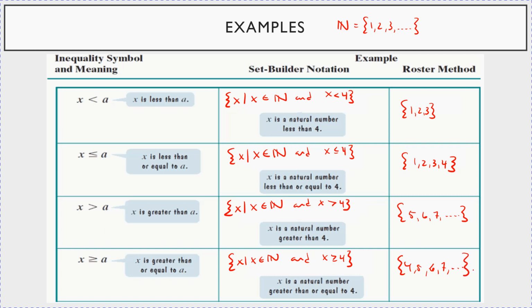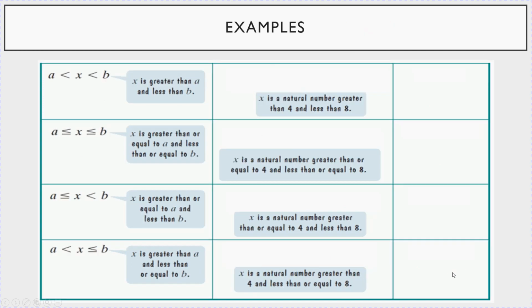All right, let's look at compound inequalities. Here, x is greater than a, but less than b. So it has to be between these two numbers. For example, x is a natural number greater than 4 and less than 8.